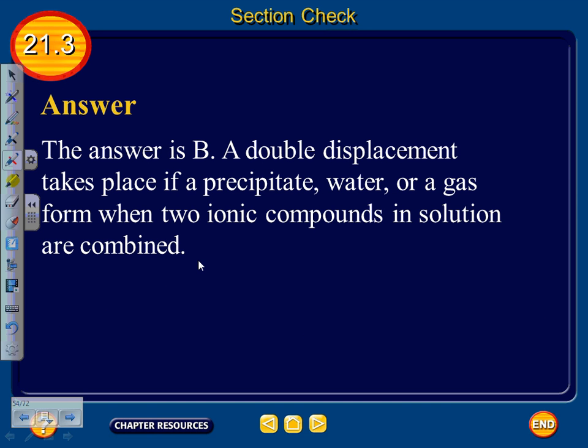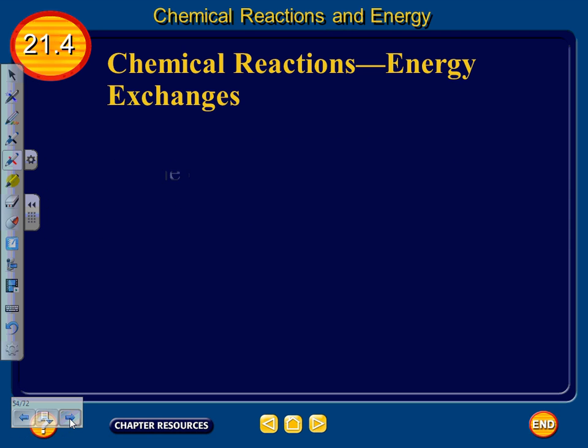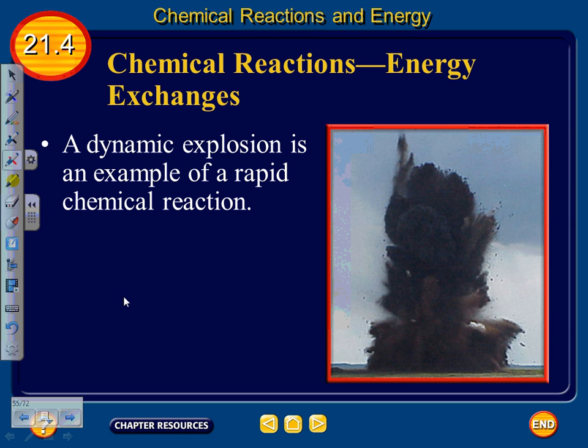The answer is B. A double displacement takes place if a precipitate, water, or gas forms when the two ionic compounds in solution are combined. And that concludes the lecture for section 3.